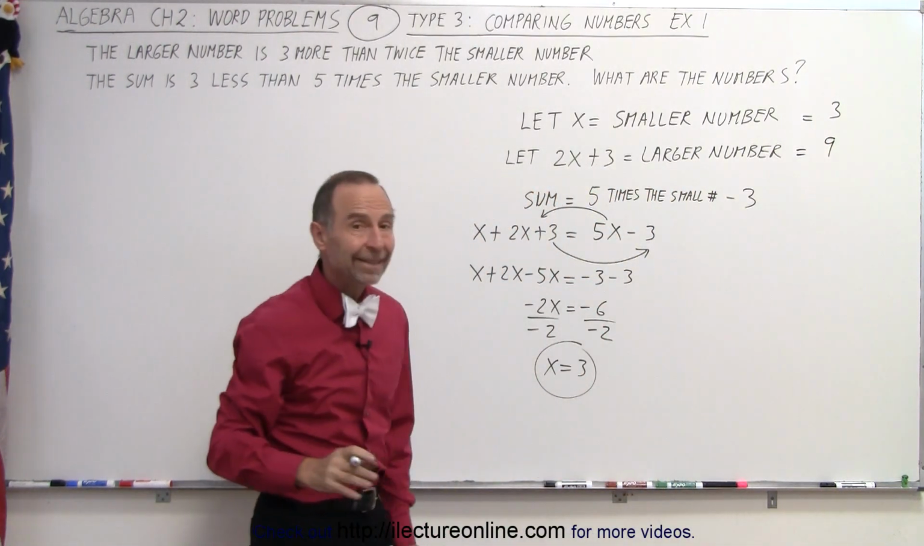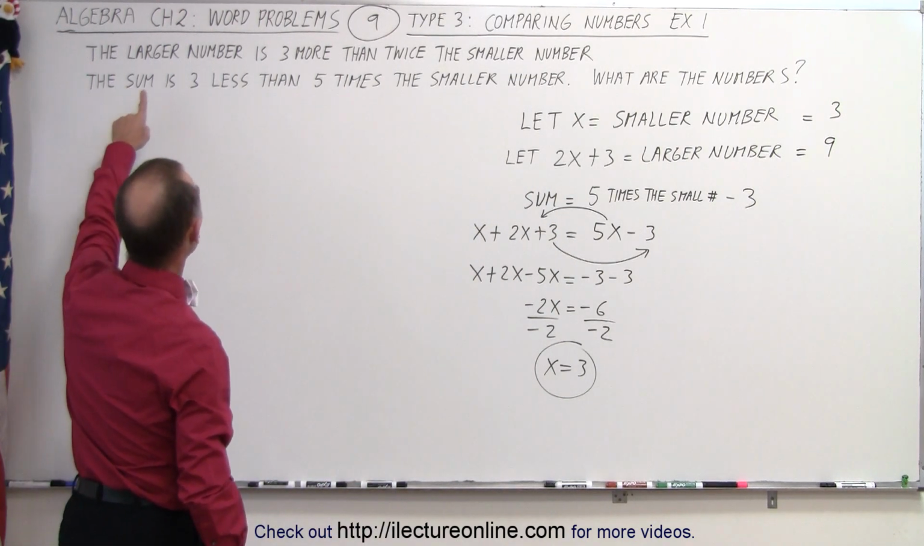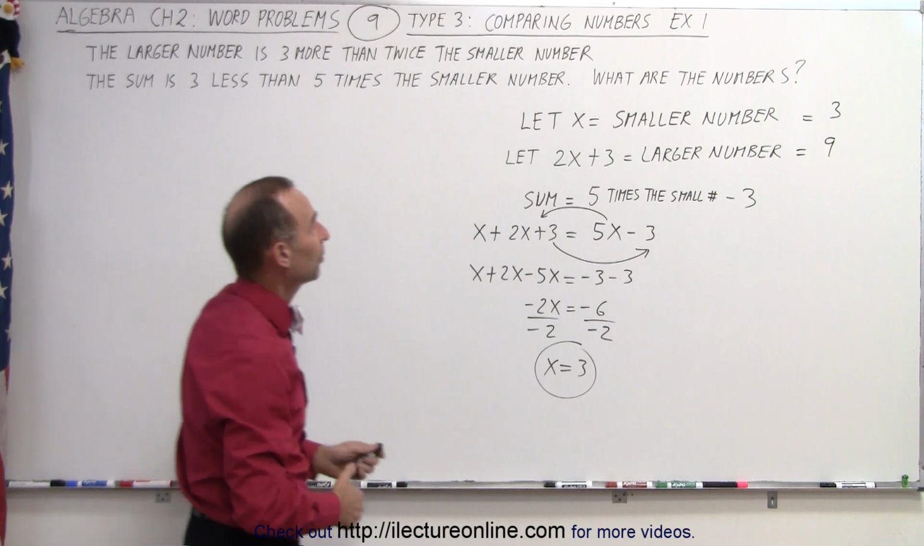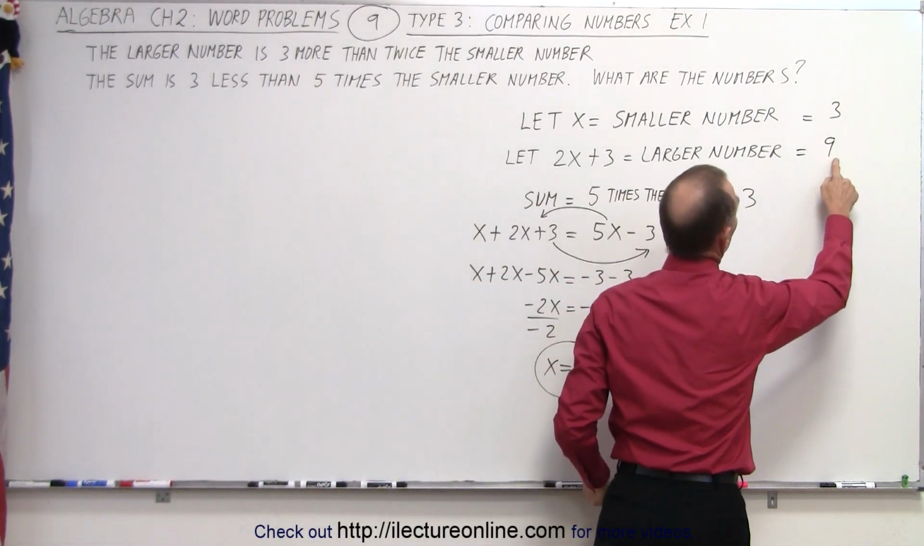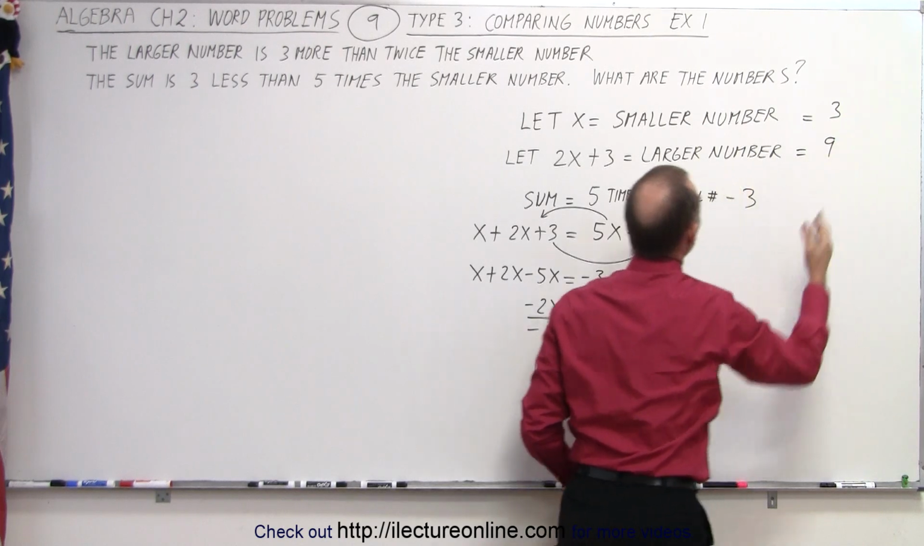And now we can actually test to see if that's indeed correct. Is the larger number 3 more than twice the smaller number? Well, the larger number is 3 more than twice the small number, so twice the small number is 6, plus 3 is 9, so that checks.